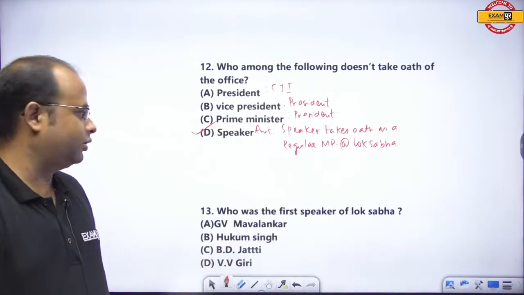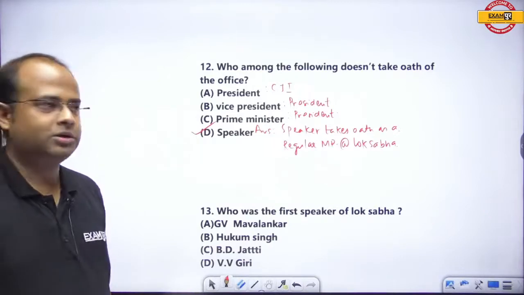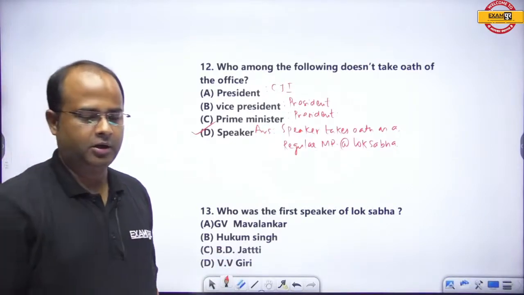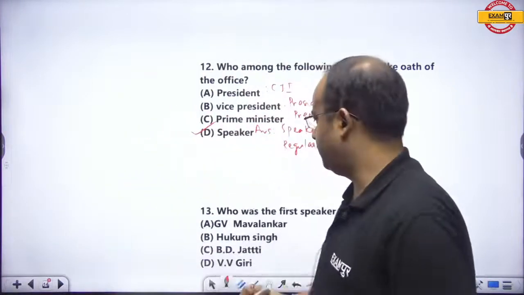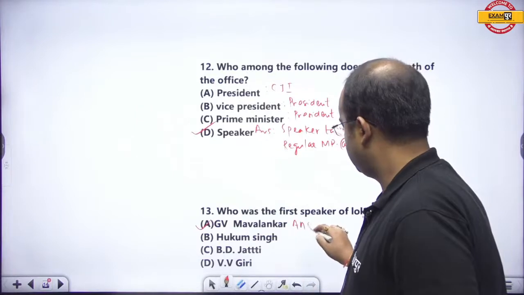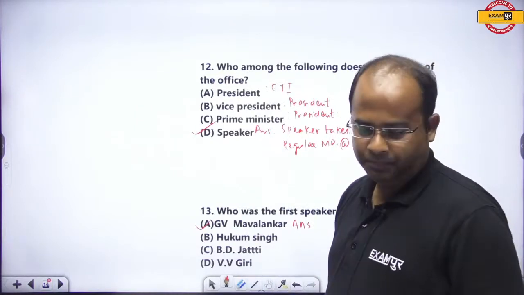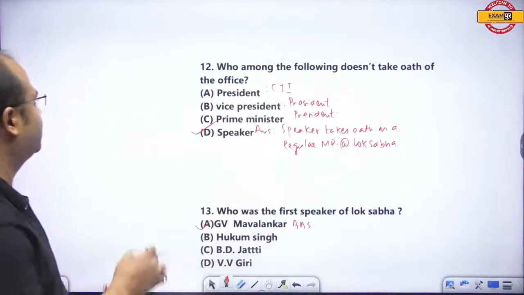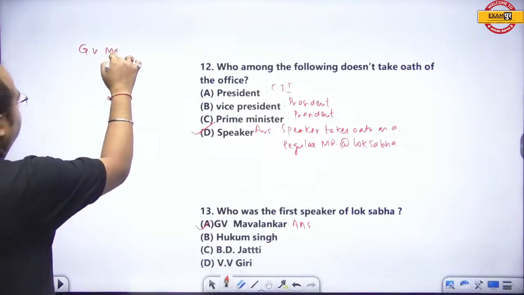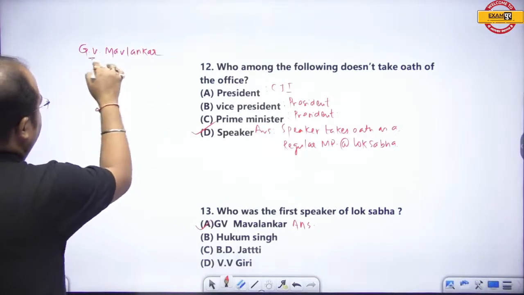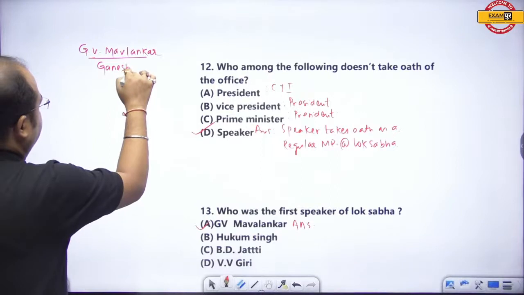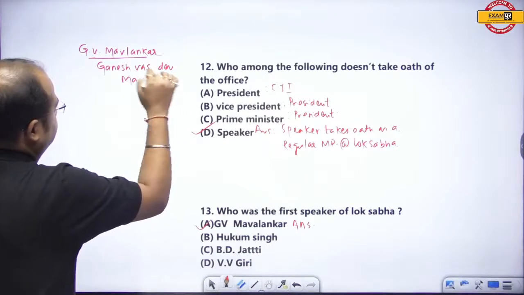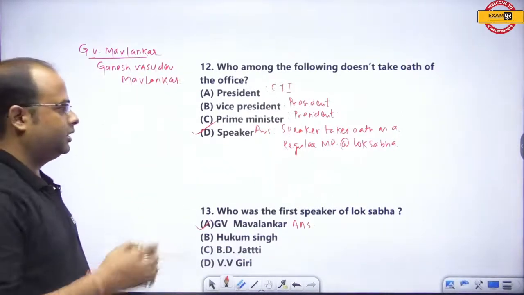The question before you is: who is the first speaker of the Lok Sabha? G.V. Mavlankar, Hukum Singh, B.D. Jatti or V.V. Giri? The first speaker of the Lok Sabha was Ganesh Vasudev Mavlankar. That's an easy question. G.V. Mavlankar was the first speaker of Lok Sabha.